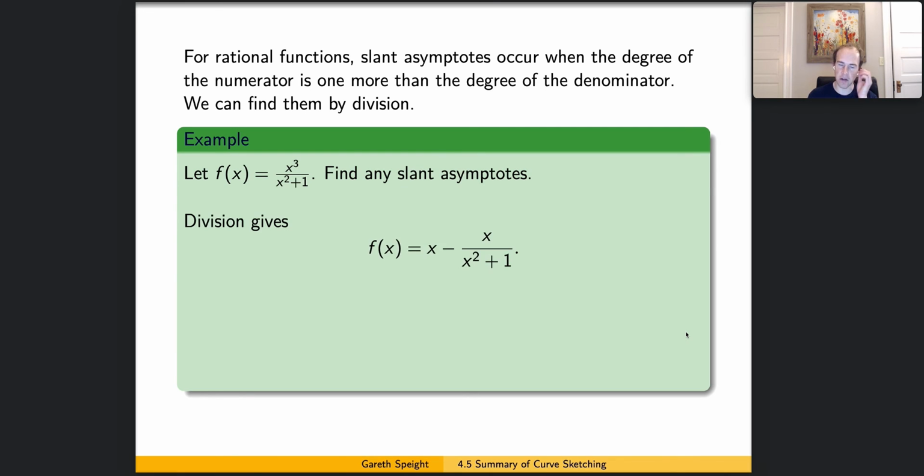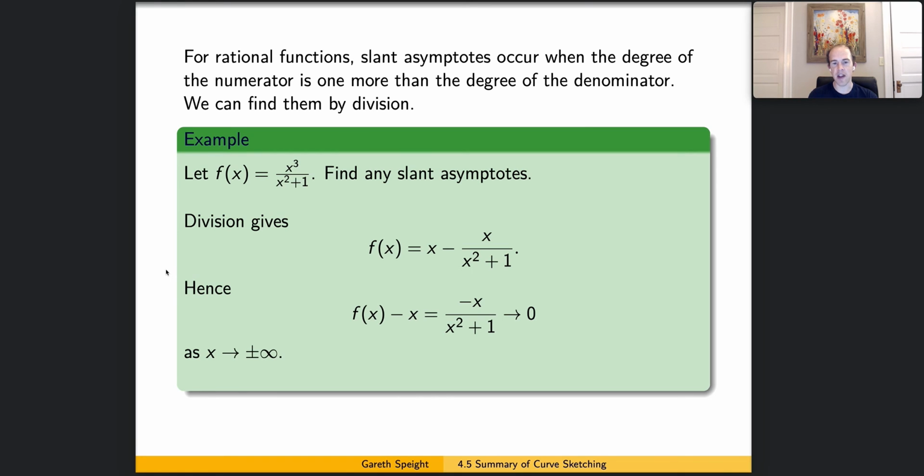If we use long division, we can rewrite this function as x minus x divided by x squared plus 1. Now there is clearly a degree 1 piece, and then there is a piece x over x squared plus 1 that's going to go to 0 as x goes to plus or minus infinity. Okay, so we suspect, if we siphon off this degree 1 part and keep the rest, that we should choose y equals x as our slant asymptote and keep the other part as the remainder.